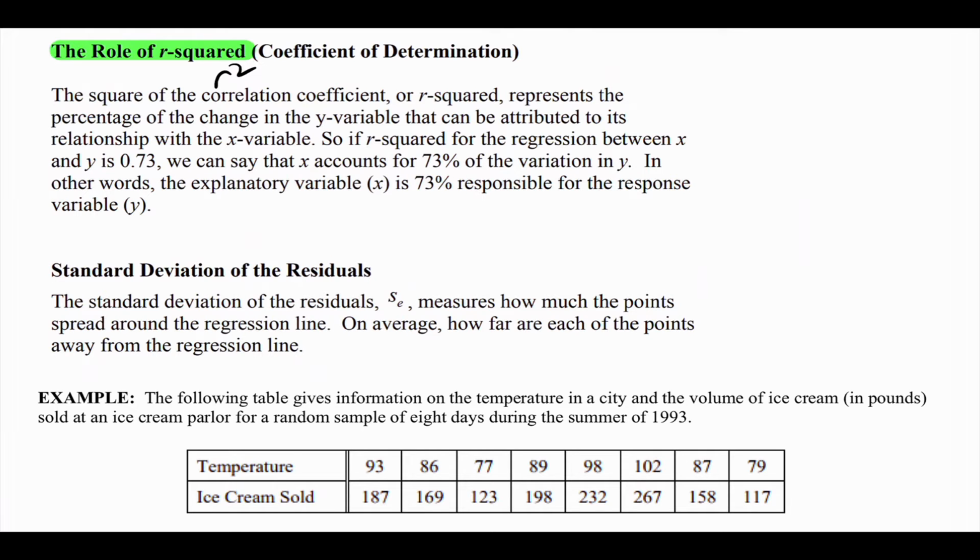It's called the coefficient of determination. A lot of people on tests get R and R squared confused. R, remember, is the correlation coefficient. R squared is what we call the coefficient of determination. They're different. They're related because if I have R, I can just square it and get R squared. If I have R squared, take the square root and you get R. So they're related like that mathematically, but they're different things.